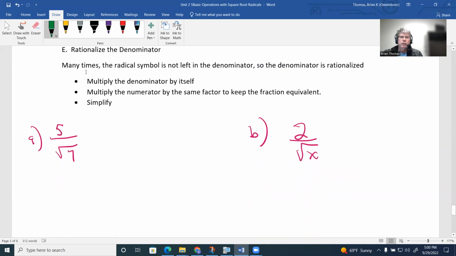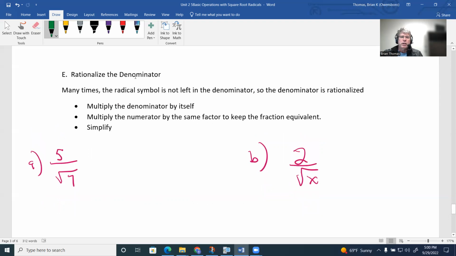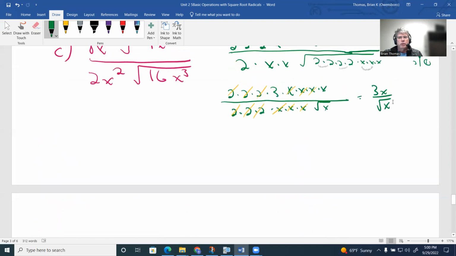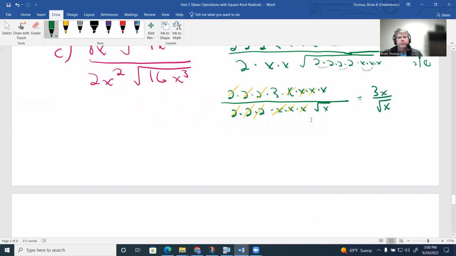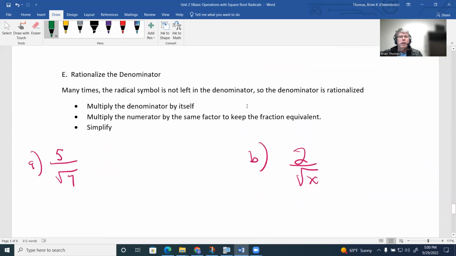So this is going to bring us into something else, rationalizing the denominator. Many times the radical symbol is not left in the denominator, so the denominator is rationalized. Notice how with this question up here, we actually need to go one more step. We don't like to have the radical in the denominator. So the way we solve this is we multiply the denominator by itself. But remember, if you multiply the denominator by something, you have to multiply the numerator by that same factor to keep the fraction equivalent.